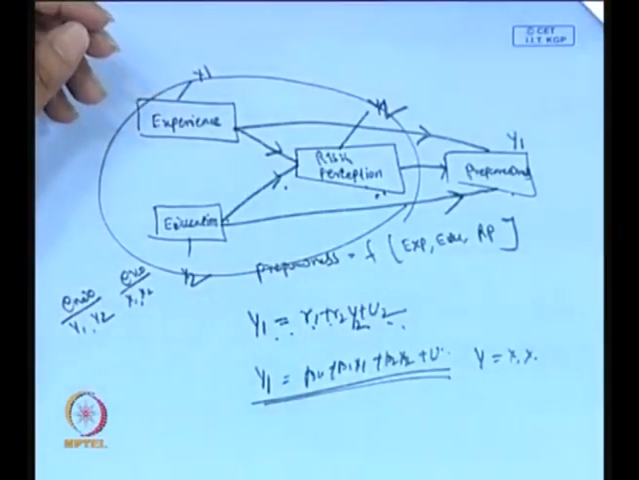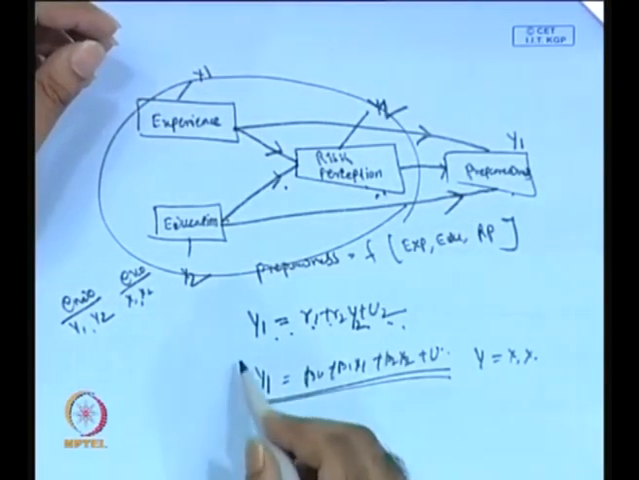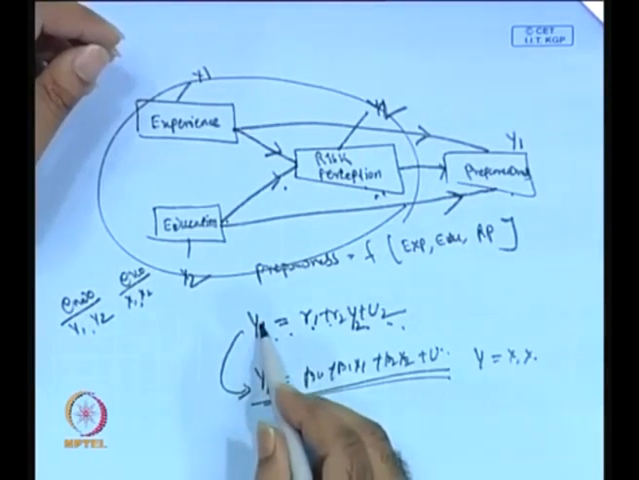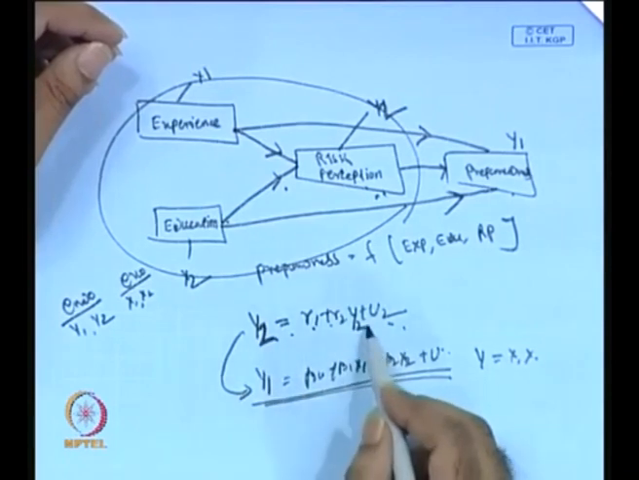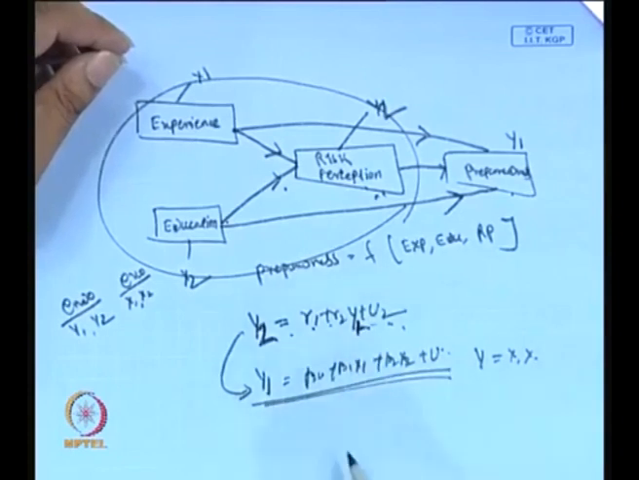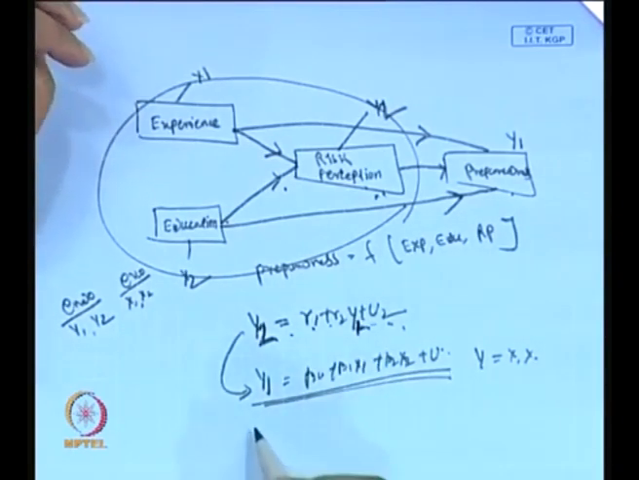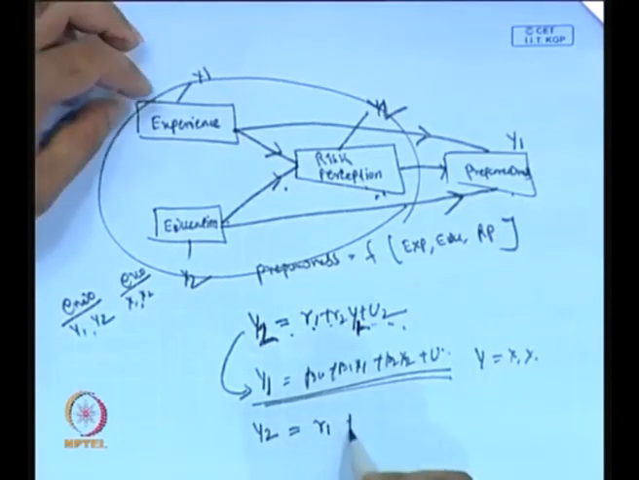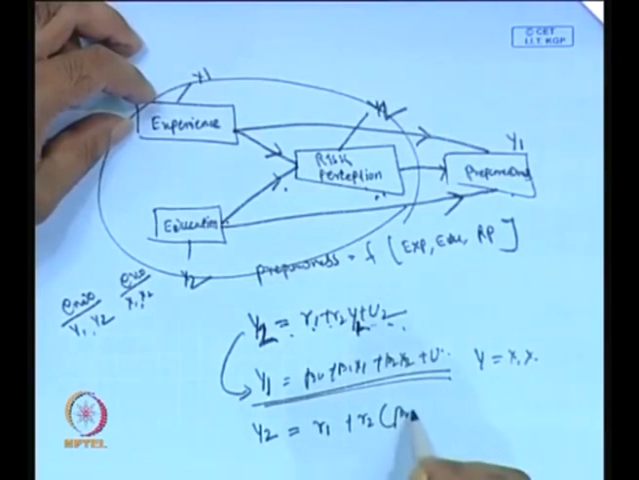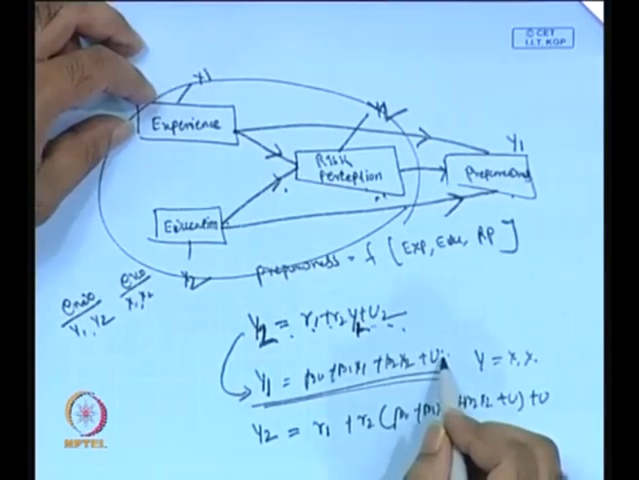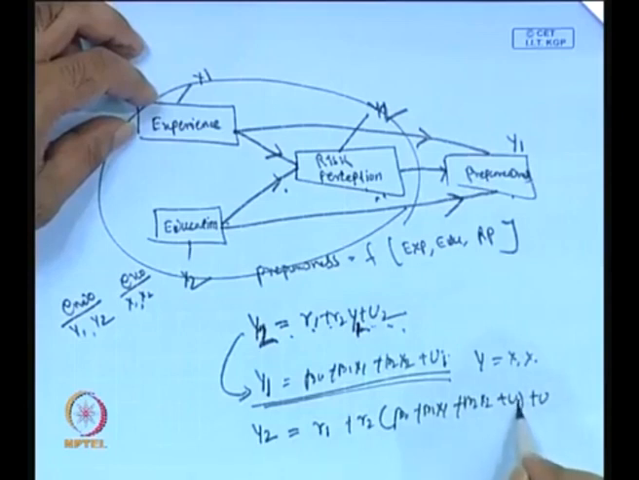Okay, so then what we have to do to solve this particular problem is summarize this one. This is y2, this is y2, and this is y1. So if it is y1 here, all right, now to solve y2, we have to put gamma 1 plus gamma 2 into beta 0 plus beta 1 x1 plus beta 2 x2 plus u, let's say this is u1, this is u2.